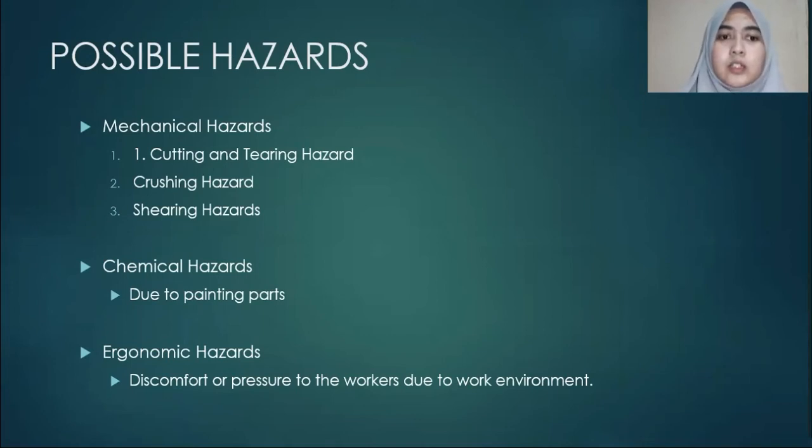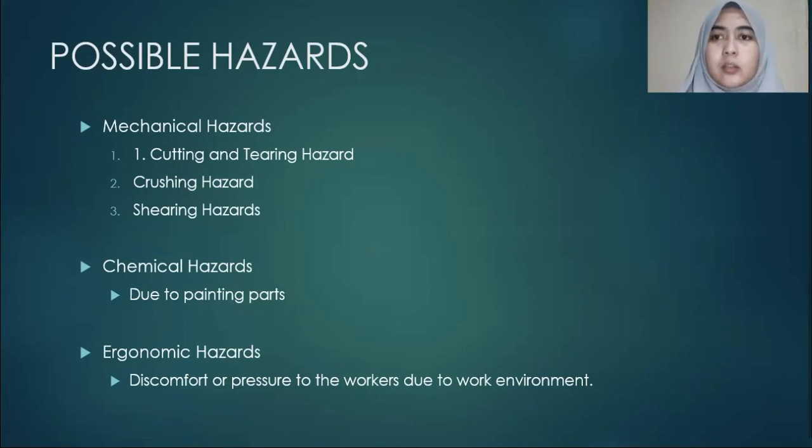Next, for the chemical hazard, at the painting department they will be exposed to this chemical hazard, and if exposed for a long-term period, it will cause harm to their bodies. It is quite dangerous and needs to be of concern.